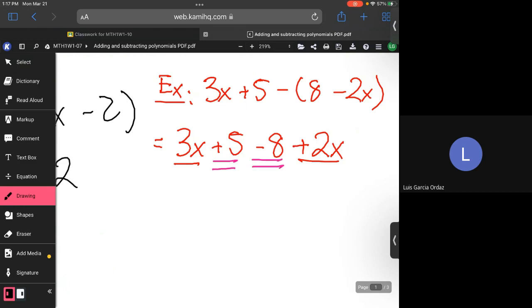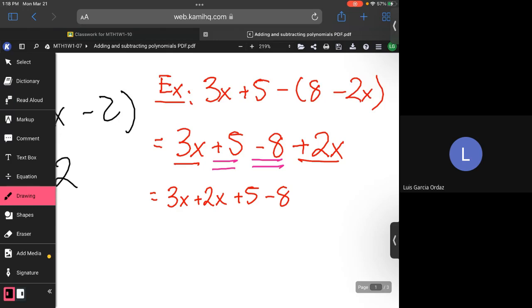You can either do it all like this, or you can write the next line down, but it's not mandatory. What I sometimes like to do is group the like terms together. So I'll have 3x plus 2x plus 5 minus 8. Like I said, this line is not mandatory, but if you feel like you're more organized this way, feel free to do that.